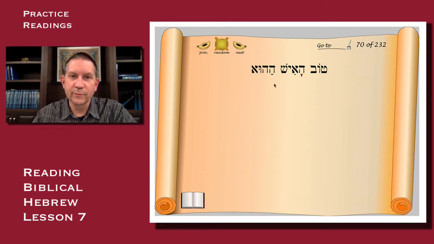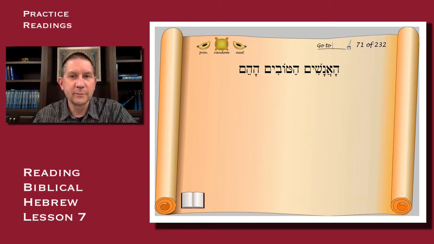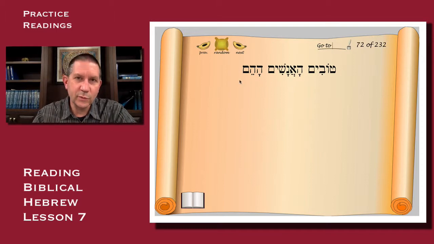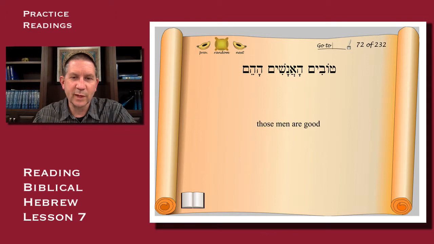Tov ha'ish hahu. So ha'ish hahu is that man. Tov is not definite and it's in predicate position. So that man is good. Ha'anashim hatovim hahem. The men, the good ones, those ones, not the they. Those ones. So those good men. Tovim ha'anashim hahem. So we have the men, those ones, but the adjective now precedes, predicate precedes, and we're making a sentence. These men are good. Excuse me, those men are good. It would have been ha'ela for these men. Those men are good.